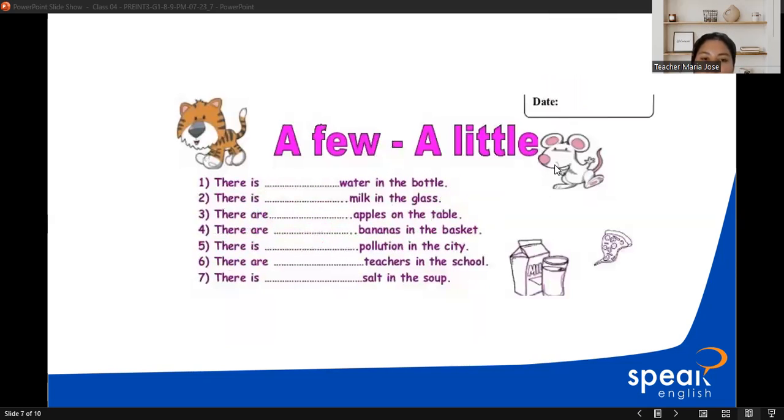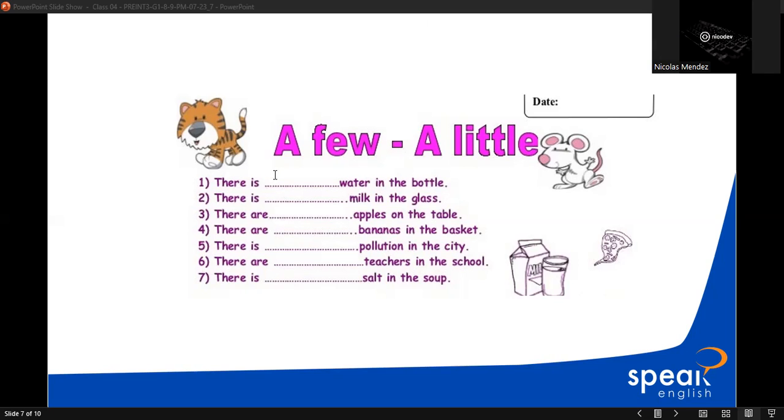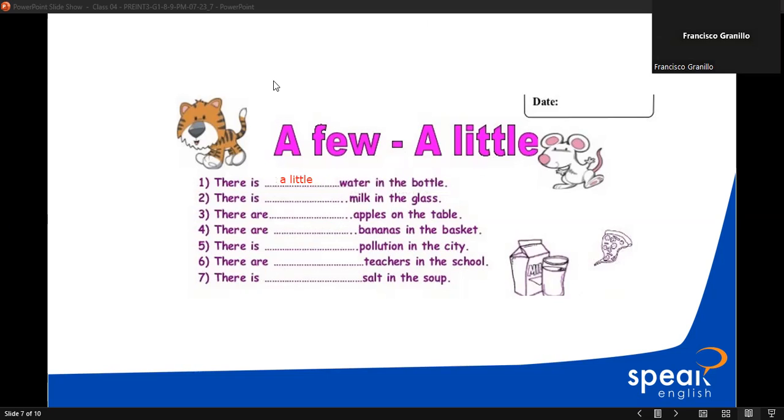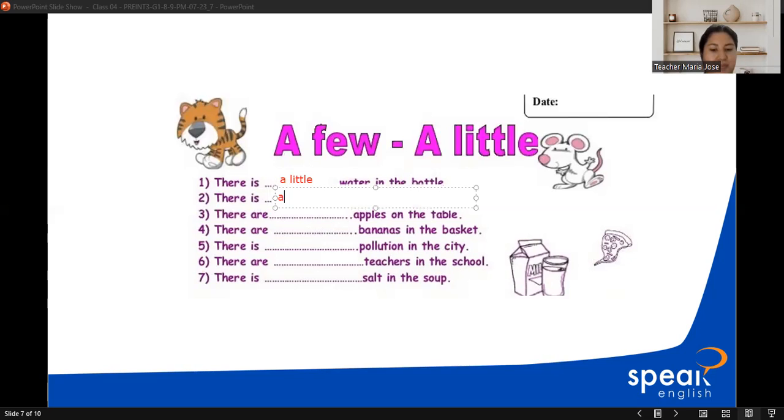Okay. Now in the other one, let's just select either a few or a little. Just that. Number one, Nicolas. There is a little water in the bottle. Awesome. Number two, Francisco. There is a few milk in the glass. Are you sure? So there is a little milk in the glass. Excellent.